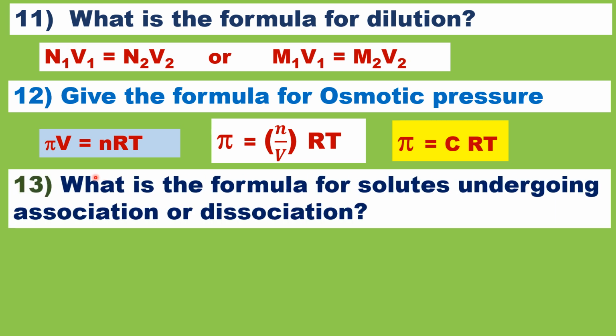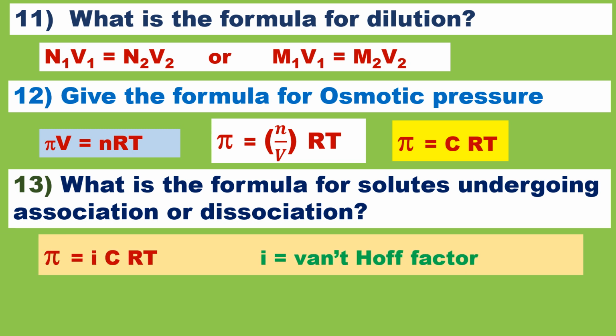Now, what is the formula used for solutes undergoing association or dissociation, as in depression of freezing point and elevation of boiling point? Simply multiply by i here. Pi equals iCRT, where i equals the van't Hoff factor. We will further see how the van't Hoff factor is calculated in the next class.